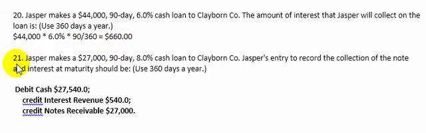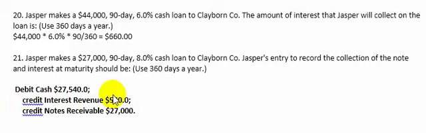Number 21. Jasper makes a $27,000 90-day 8% cash loan to Claiborne Company. Jasper's entry to record the collection of the note and interest at maturity should be what? Well, we're going to make an entry to reduce the notes receivable, or get rid of it altogether, by crediting it for $27,000. We're also going to credit the interest that we've earned. We're going to credit interest revenue for $540. Excuse that typo, there should be one more zero there. So we'll credit interest revenue for $540.